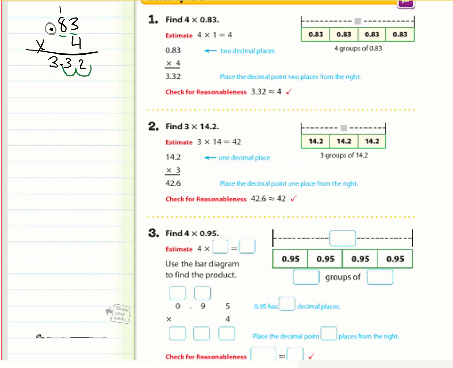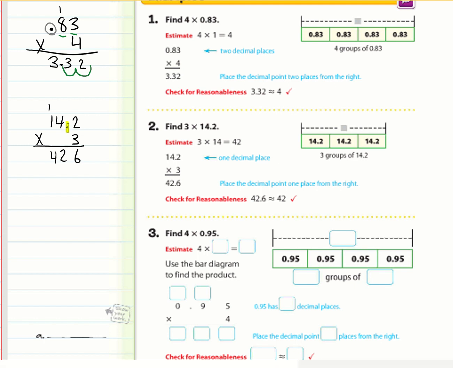So in example 2, we're going to do the same thing. It says find 3 times 14 and 2/10. So I'm going to take 14 and 2/10, and I'm going to multiply that by 3. So 3 times 2 equals 6, 3 times 4 equals 12, 3 times 1 equals 3, plus 1 equals 4.